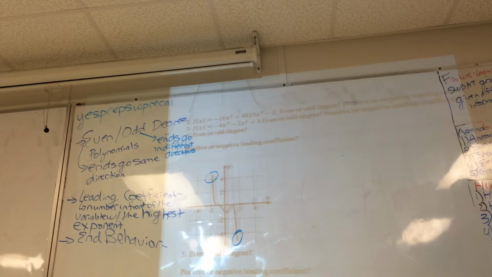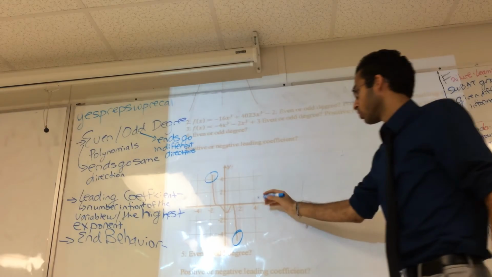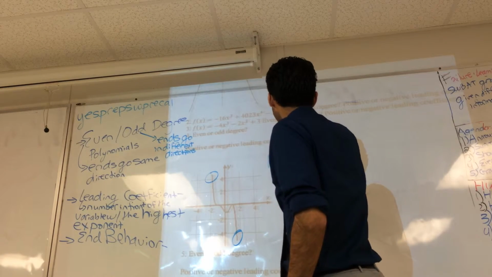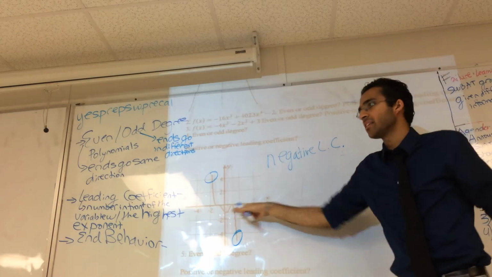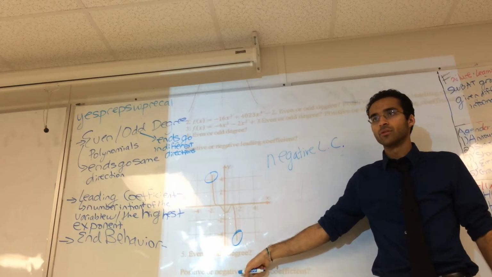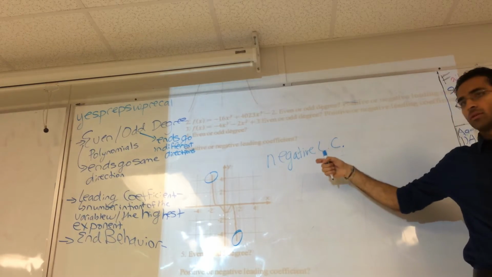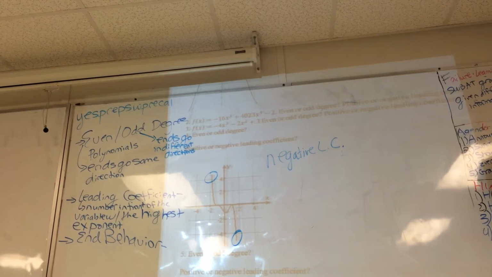Michelle, what do you think? Why is it going to be negative? Right. So here we have a negative leading coefficient because the positive side, when x goes to positive infinity, the graph goes downstairs. So the leading coefficient must be negative. Questions?